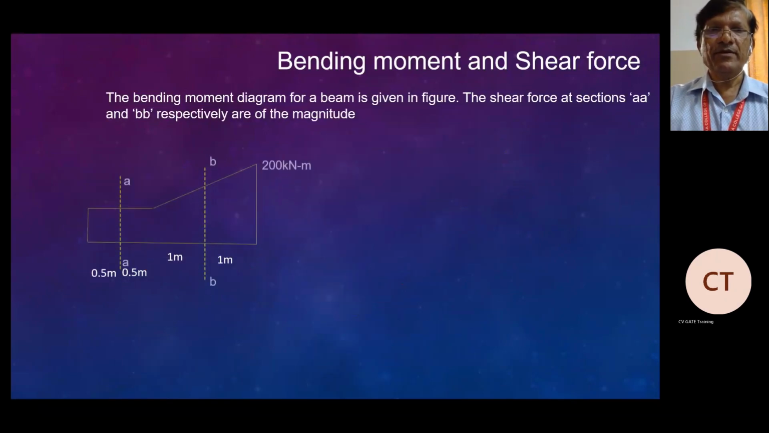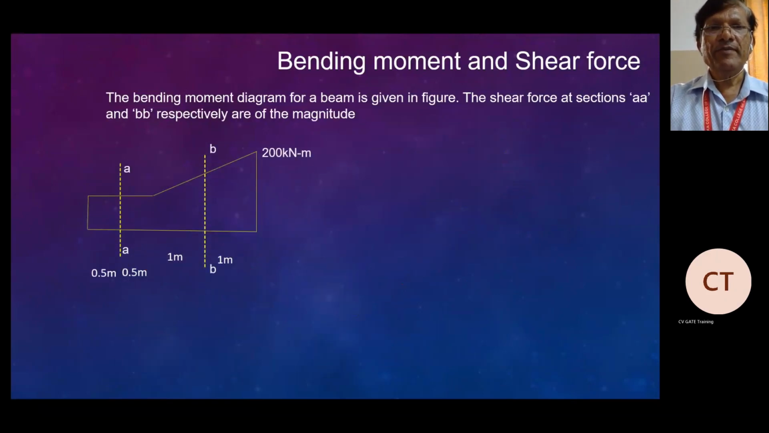So we'll take another problem. So here what will happen? The bending moment diagram for a beam is given. This is a bending moment diagram. So we are interested to calculate shear force at the section AA and BB. So this is the bending moment, and you can see the bending moment like this.